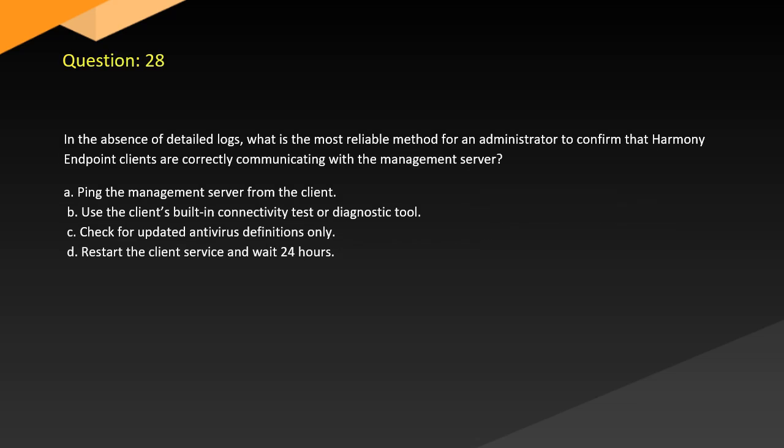Question 28. In the absence of detailed logs, what is the most reliable method for an administrator to confirm that Harmony Endpoint clients are correctly communicating with the management server? A. Ping the management server from the client. B. Use the client's built-in connectivity test or diagnostic tool. C. Check for updated antivirus definitions only. D. Restart the client service and wait 24 hours.